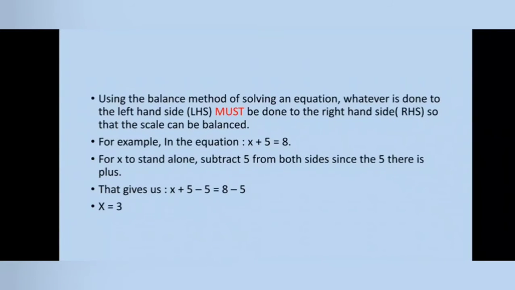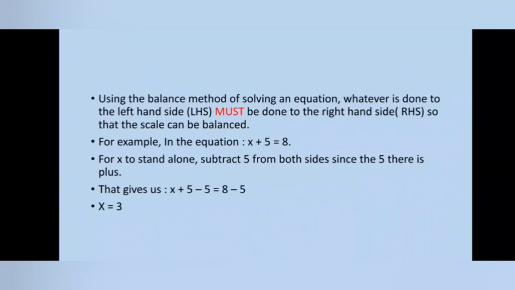For x to stand alone, all you need to do is subtract 5 from both sides, because the opposite of addition is subtraction. So the 5 has a plus there. To remove the 5 is to subtract 5 from both sides. When you do that, you have x plus 5 minus 5 equal to 8 minus 5, and that gives us x equal to 3.